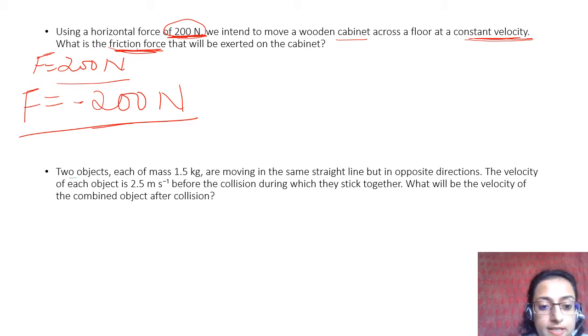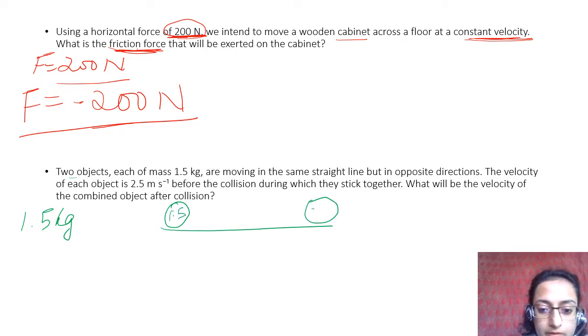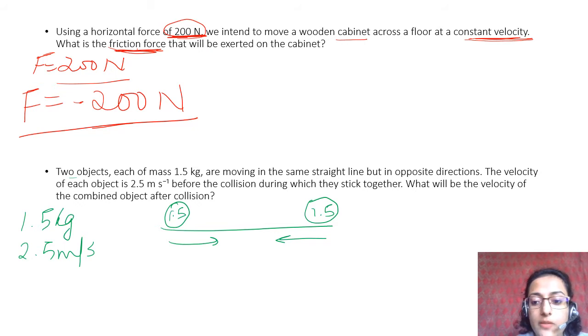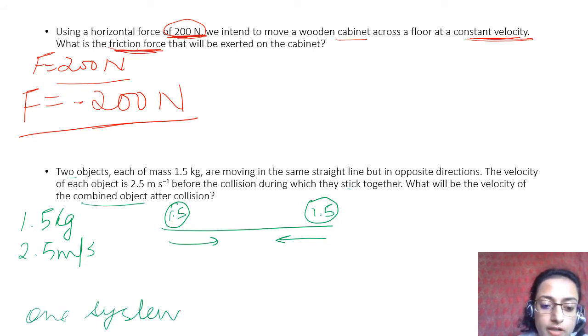Next, two objects, each of mass 1.5 kg, are moving in the same straight line but in opposite directions. Right? These are two objects, 1.5 kg, 1.5 kg, moving in this direction and in this direction. The velocity of each object is 2.5 meter per second. Before the collision, during which they stick together, what will be the velocity of the combined object? Now, stick together and combined object means they become one system. So whatever velocity they attain will be for both these objects, and the mass will be the sum of these.